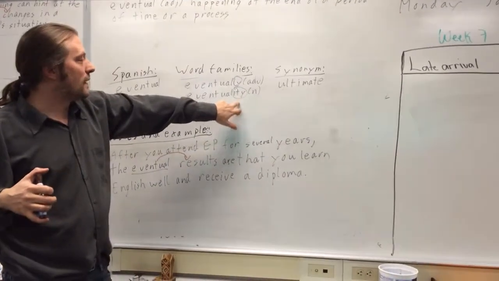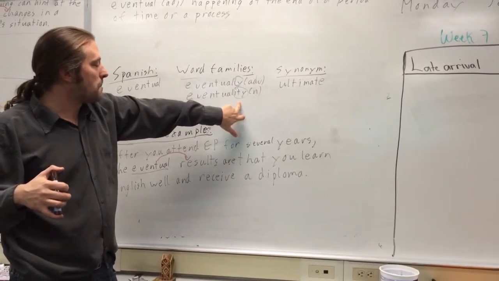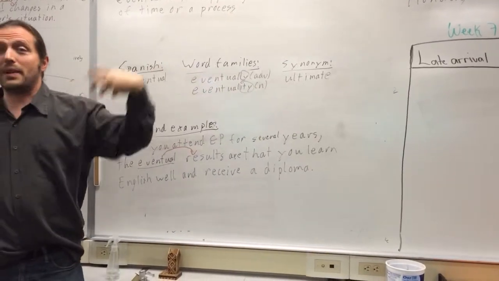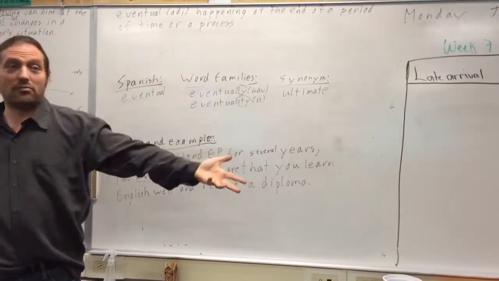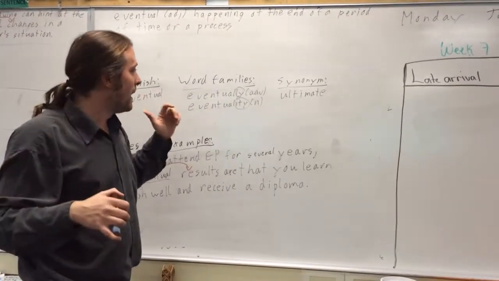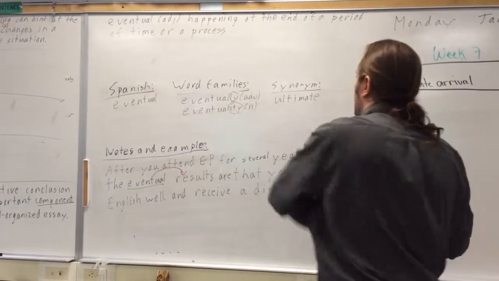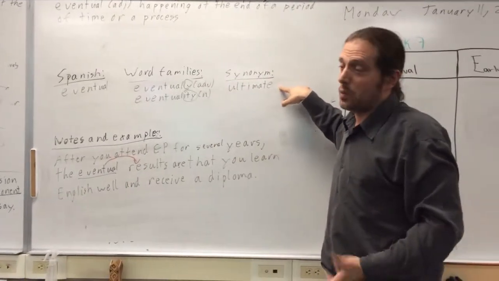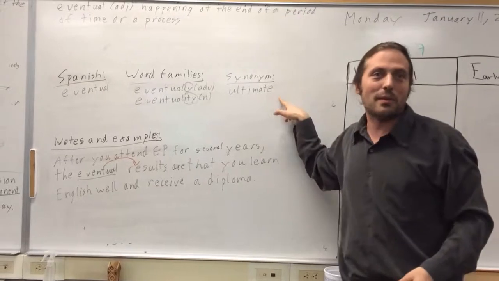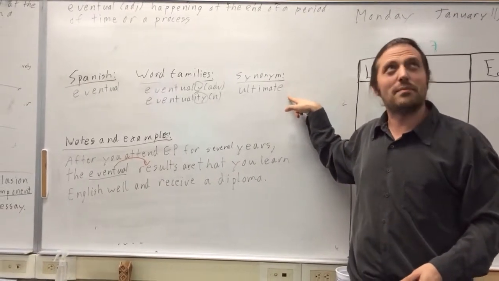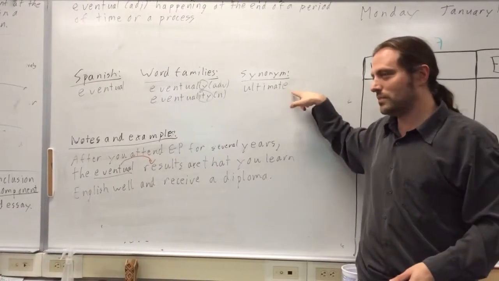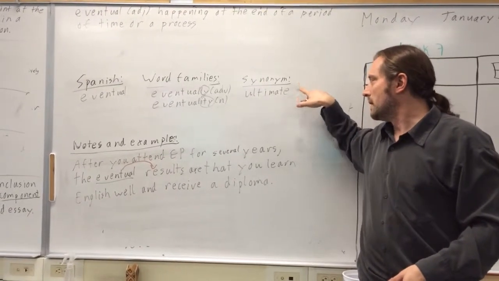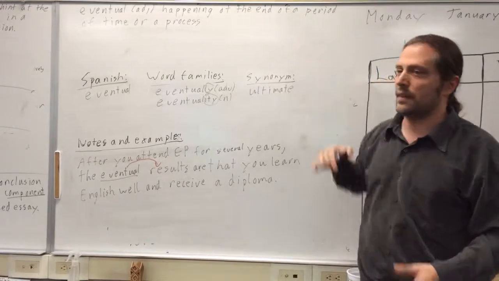Eventuality is a noun, and that means an eventuality is something, a thing that might happen later, basically. An event that might happen later. That's what that is. Ultimate is a synonym, an adjective, also meaning happening at the end. So that's one of the meanings of ultimate. And that's one of your vocabulary words, too. I don't remember which level, but I know we have it somewhere. One of the meanings of ultimate is this, happening at the end.